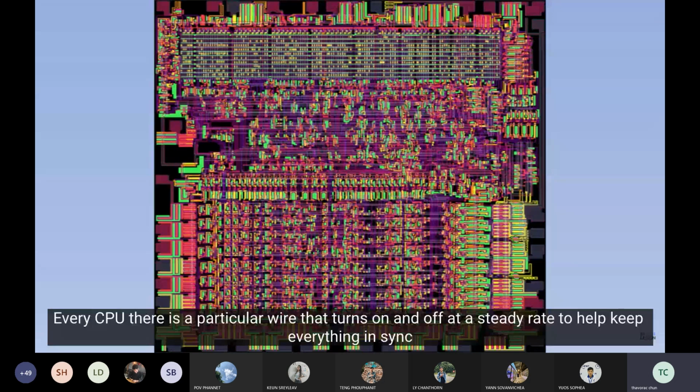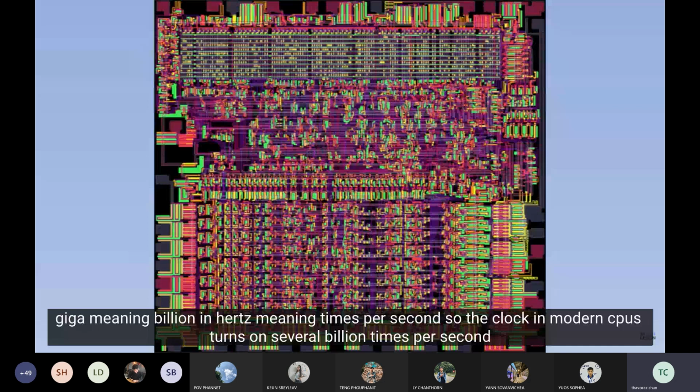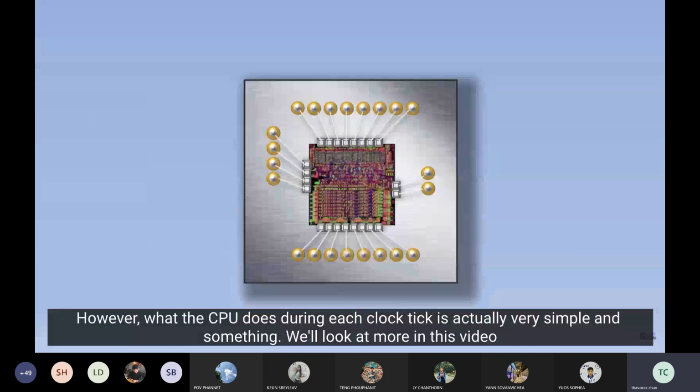visual6502.org. In every CPU, there is a particular wire that turns on and off at a steady rate to help keep everything in sync. That wire is called the clock, and the clock in this simulation is turning on about twice a second. Modern CPUs are measured in gigahertz, giga meaning billion and hertz meaning times per second. So the clock in modern CPUs turns on several billion times per second. That speed is what allows CPUs to do very complicated things very quickly. However, what the CPU does during each clock tick is actually very simple and something we'll look at more in this video. For now, we'll zoom back out and put the cover back on.